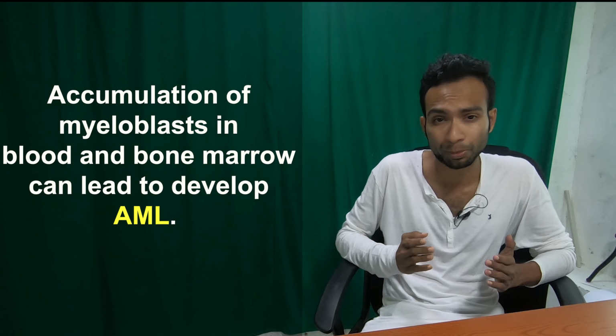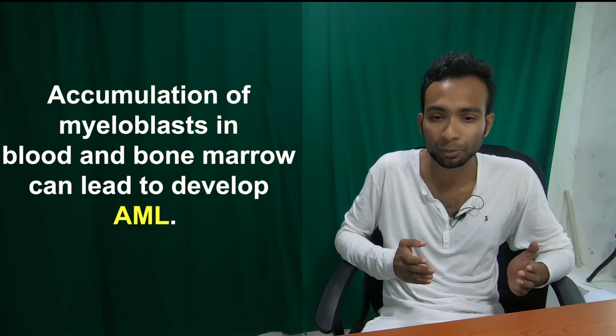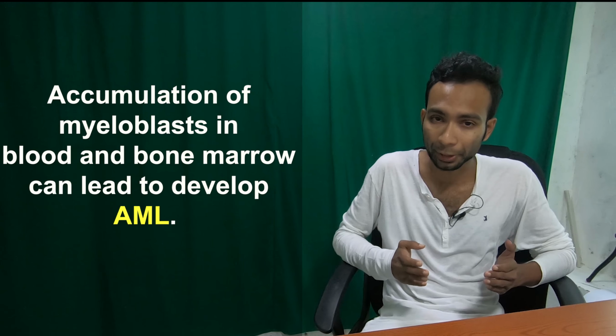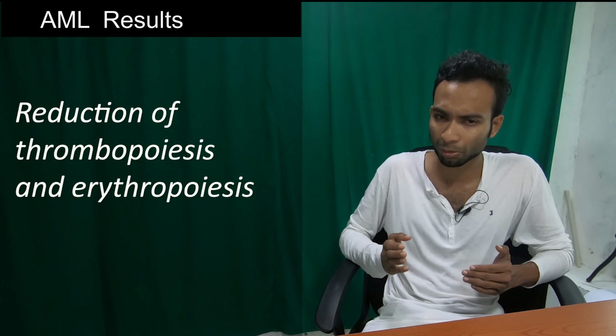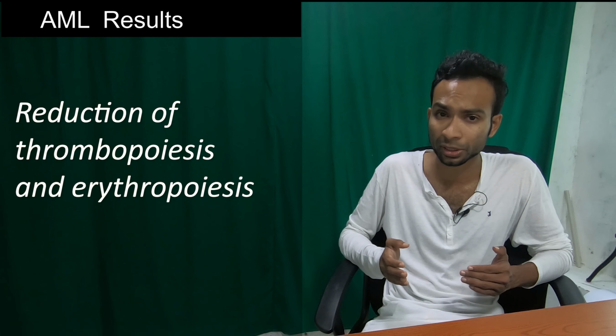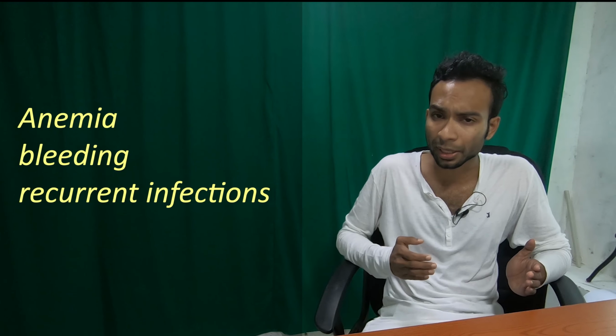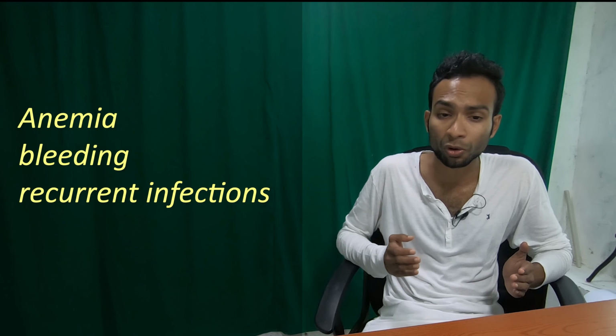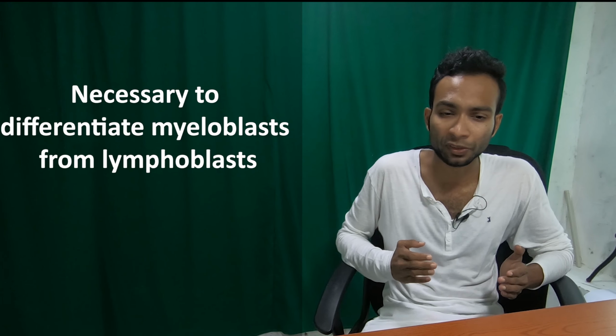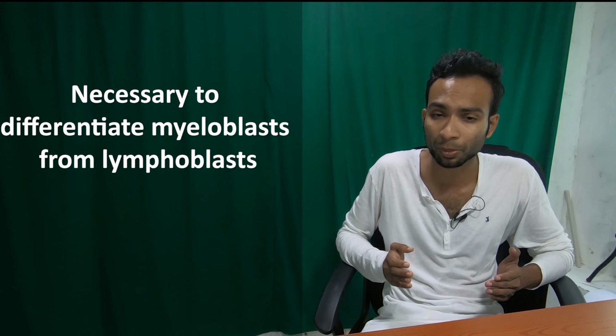Formation of abnormal myeloid precursor cells, including myeloblasts, in blood and bone marrow can lead to acute myeloblastic leukemia. It results in reduction of thrombopoiesis and erythropoiesis as well. Thus, anemia, bleeding, and recurrent infections are more common among those people. However, it is necessary to differentiate myeloblasts from lymphoblasts, especially in leukemia conditions.